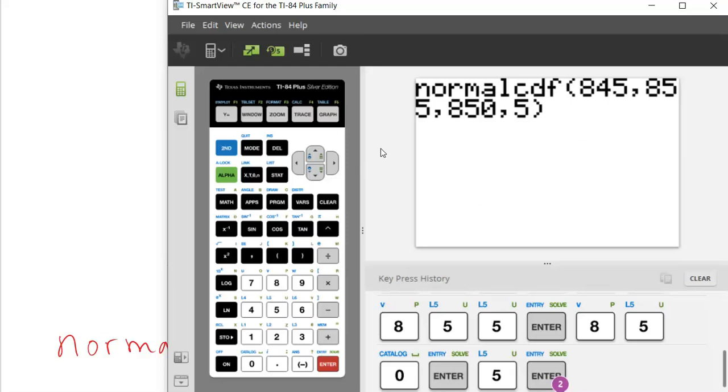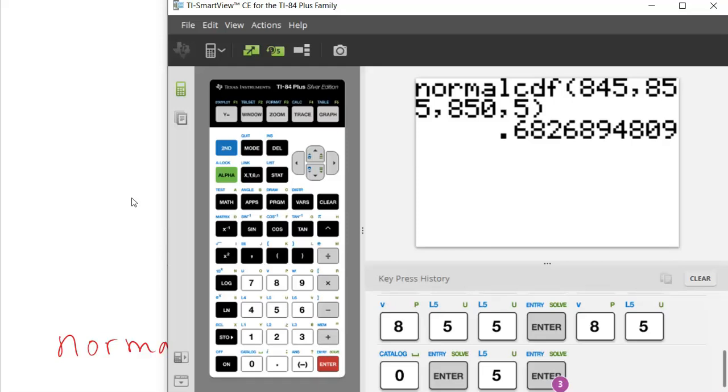If you're familiar with the empirical rule, you can guess what this answer is. Since 845 is one standard deviation below the mean and 855 is one standard deviation above the mean, the empirical rule tells us that this will be around 68%, 0.68. And when I hit enter, you'll see that I get an answer really close to 0.68.